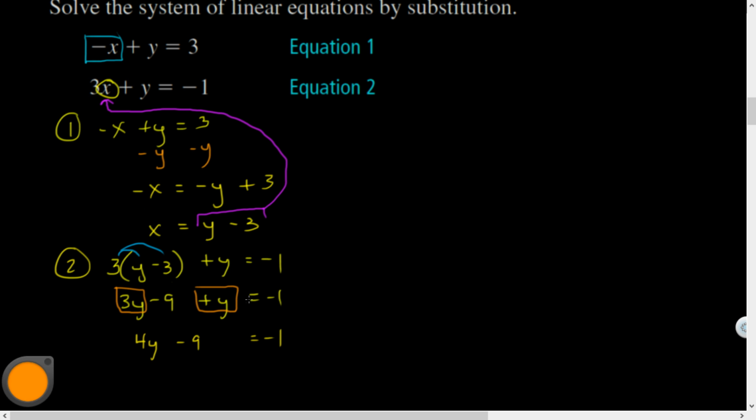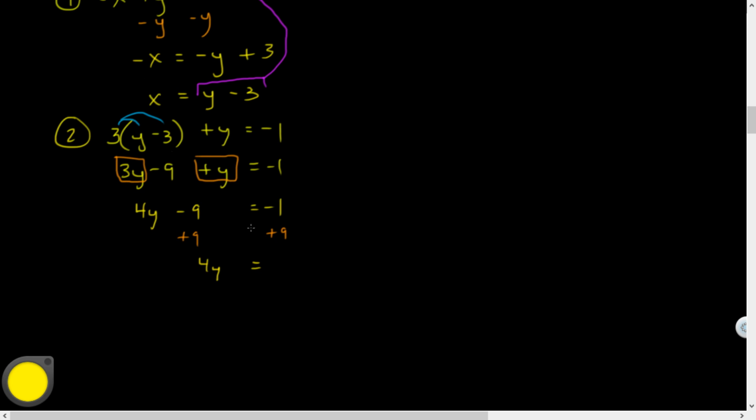Yeah, there are 2 y's drawn. Add 9 to both sides. Ooh, this one's not going to have a fraction answer. But if it did, it wouldn't matter because my sniper rifle is super accurate. It'll give me fraction answers, hardly any effort. And then divide both sides by 4. And so I get y equals 2. That's half of my solution.